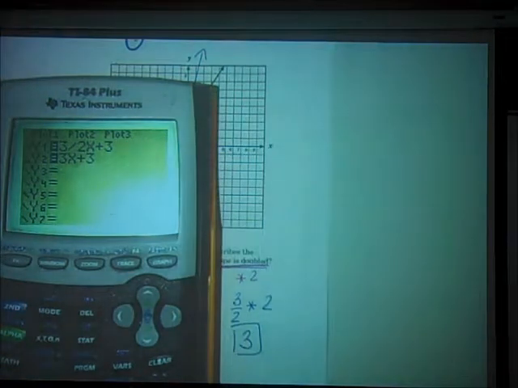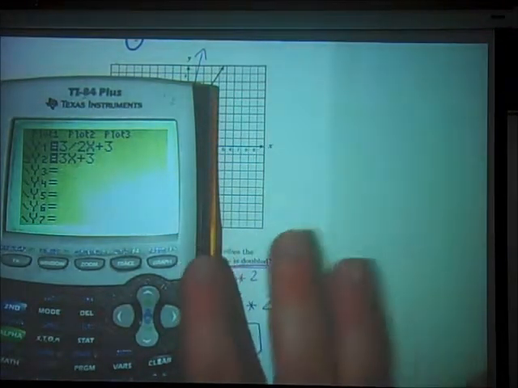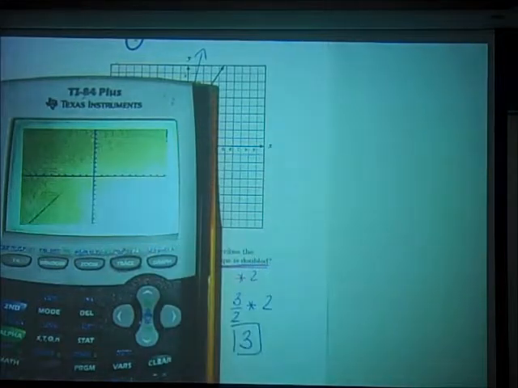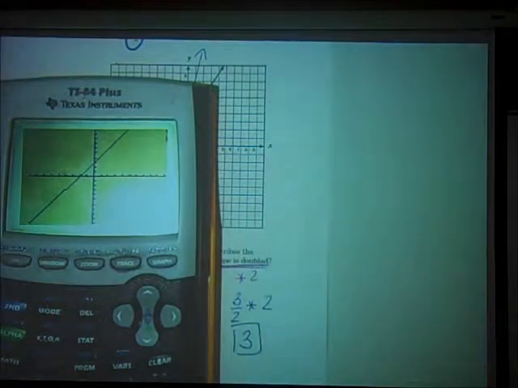And you'll hit enter, that'll change your line thicker so you can see what happens to the graph. So I'm going to graph it. There's my first line. And there's my second line.